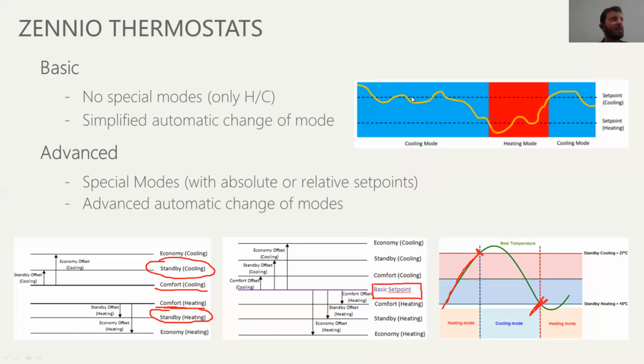But again, the difference in the way they treat the PI, the PWM, or the 2-point hysteresis is exactly the same in both of them. So the basic thermostat is not really basic. You can still do a lot of things with it. It's definitely very useful for residential and commercial buildings. The main difference you will get with the advanced one is the capability of using special modes, as said: comfort, standby, and economy. But that's the only difference.